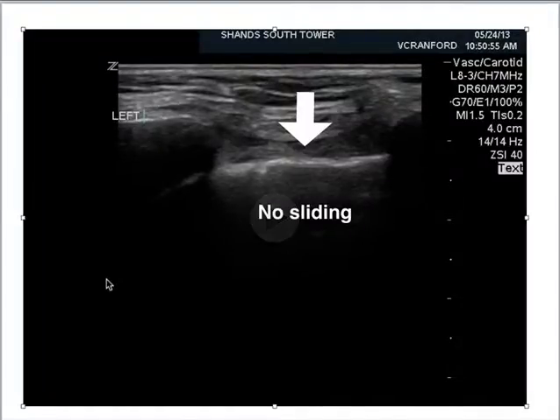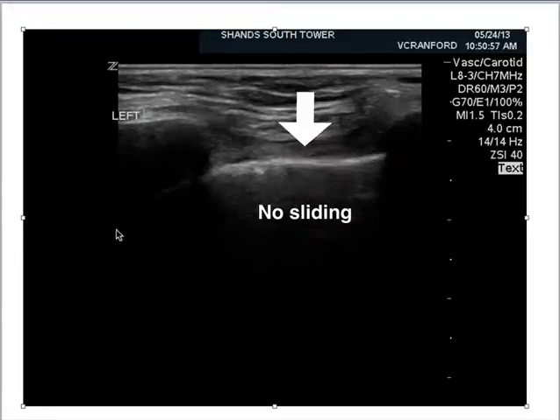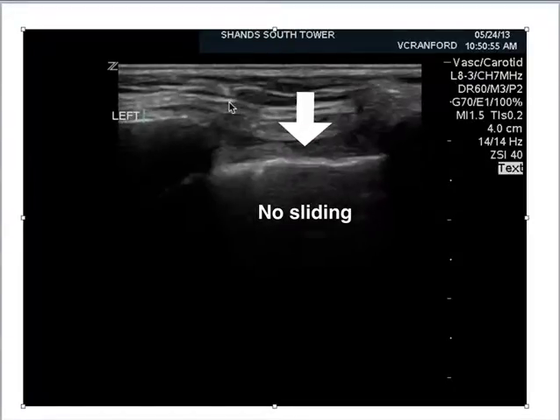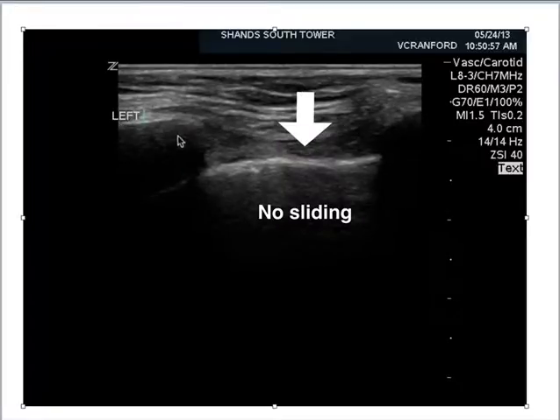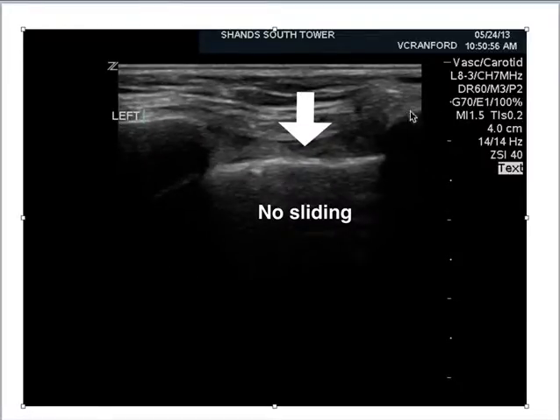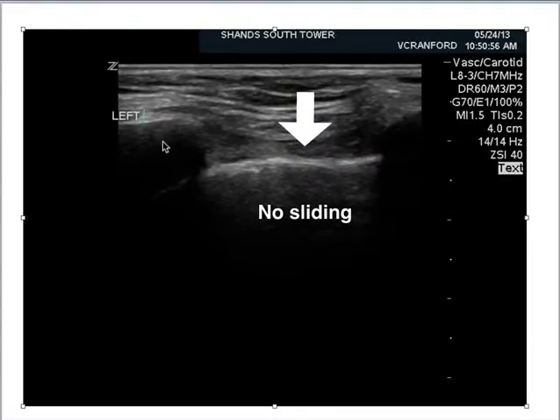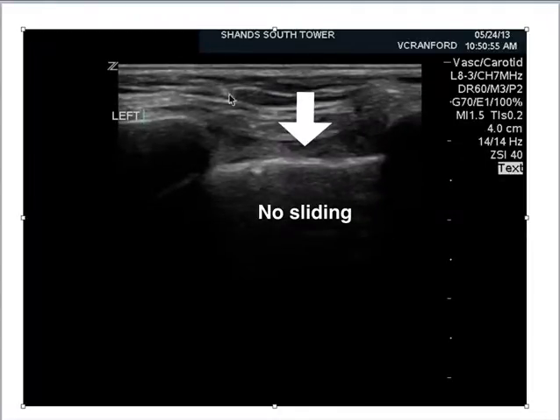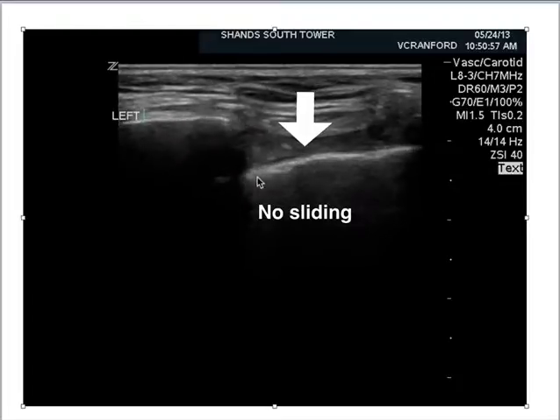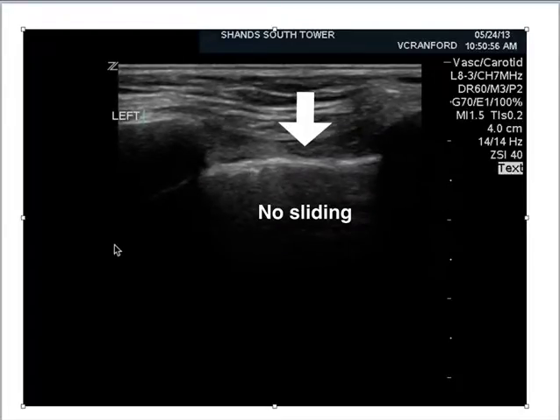So let's go back and show you a patient with no lung sliding. This is a better picture. This is a vascular probe that they're using. You see soft tissue. You see a rib with a rib shadow. Rib with a rib shadow. This is the pleura. And as the patient takes a deep breath, you can see the chest wall moving. The ribs are moving, but this lung is not sliding.